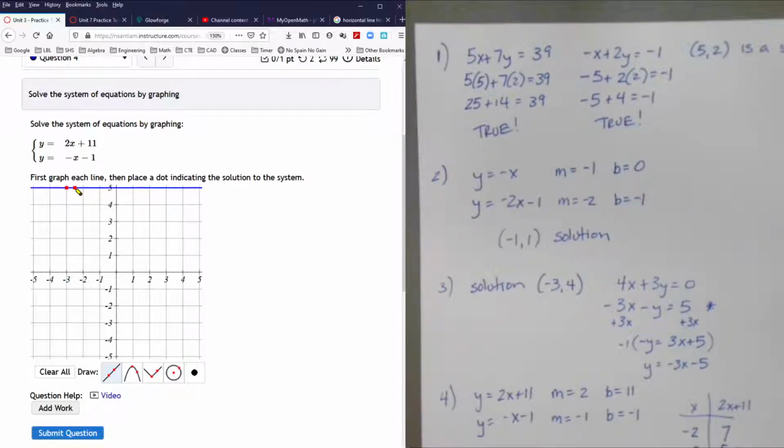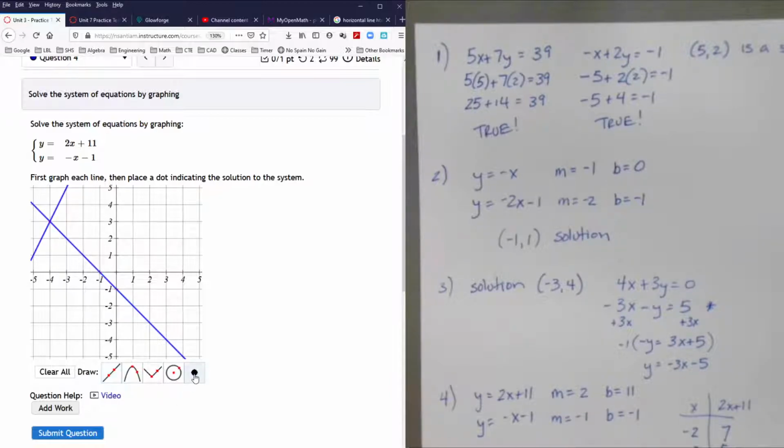And then it's got a slope of 2. If I tried to go up 2, again, I'm going to run off my graph, but I can also go down 2 and go this way. So I can see between those 2 points, that's going to have a slope of 2. My other equation here crosses the y-axis at negative 1 and has a slope of negative 1, so it's going to go right through here.